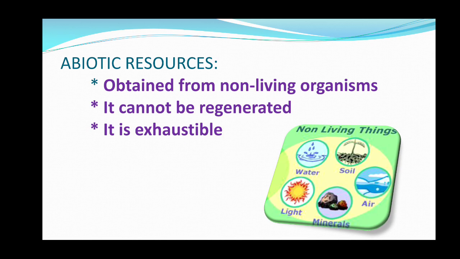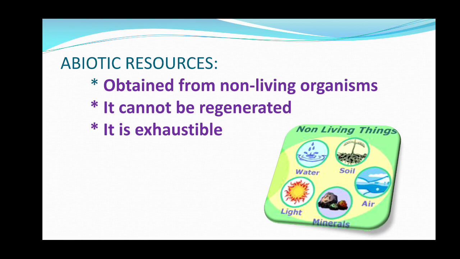Okay, the total amount of abiotic resources cannot be increased by human effort. In biotic resources, we can help the living organisms to increase their population. Humans can help them. But in abiotic resources, gold, iron, copper, all the minerals, sunlight, soil, air, water, we cannot increase the quantity by human effort. So that is called abiotic resources.